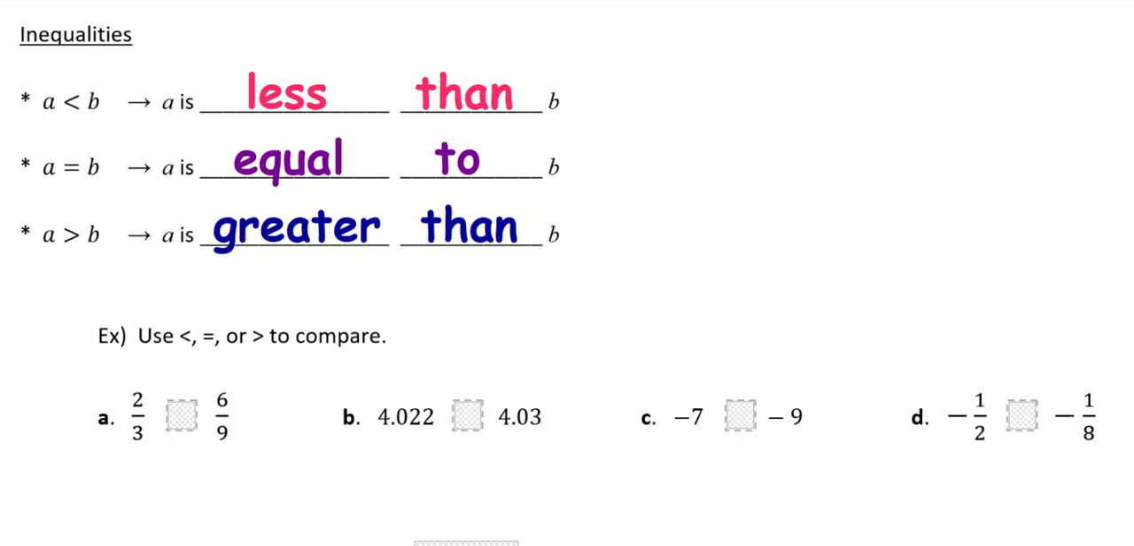So these next examples, right? They want you to put the proper symbol right in here, whether 2/3 and 6/9 are equal, whether 2/3 is less than 6/9, maybe 2/3 is greater than 6/9. Which one is true? Which symbol would appropriately fit right there? And how could you tell?